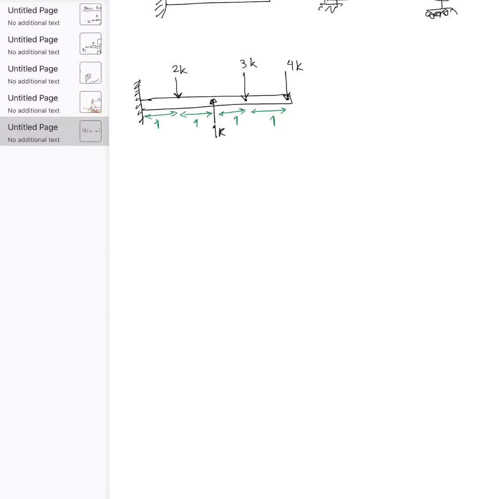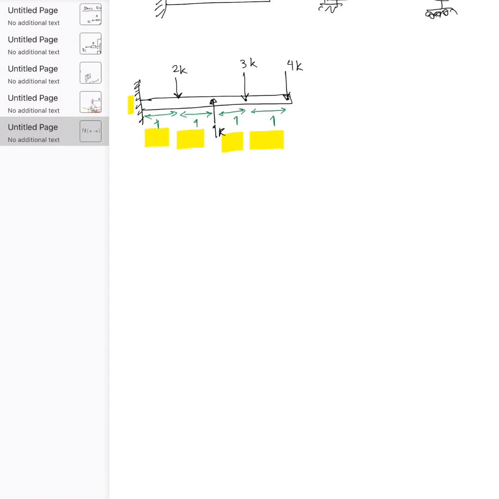If we do the traditional method, we have to consider 1 interval, 2 interval, 3 interval, 4 interval. And each one of these intervals gives us 2 constants of integration. So 4 times 2 is 8 constants of integration, plus 2 for the wall boundary is 10 constants of integration. So you have to solve 10 equations, 10 unknowns. That's a lot of work.